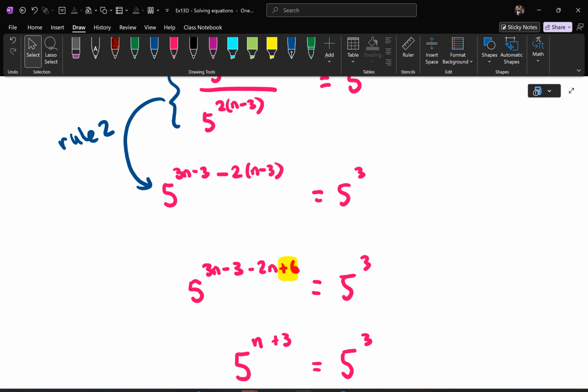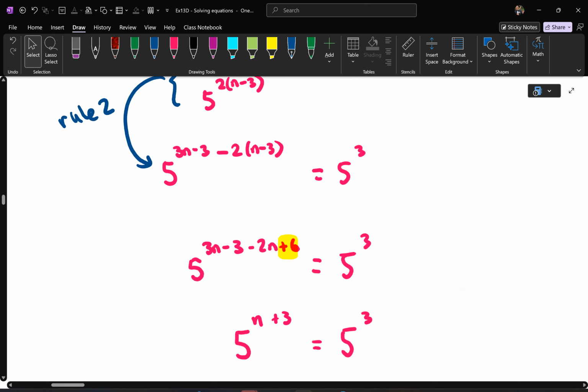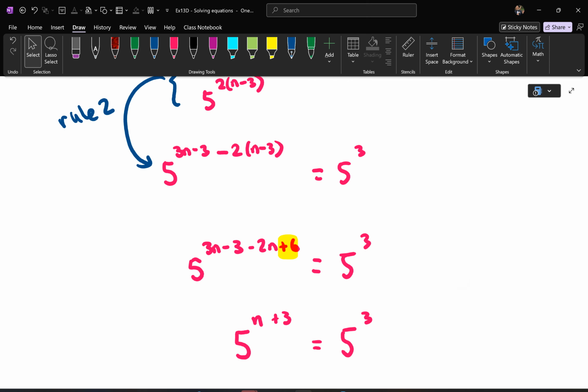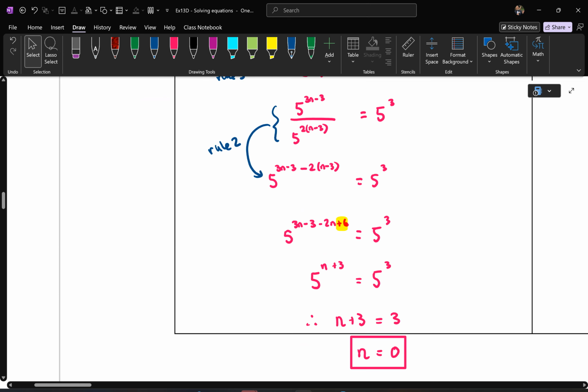Okay, so negative 2 times n is negative 2n. Negative 2 times negative 3 is positive 6. If you do that correctly, well then 3n take away 2n is n. Negative 3 plus 6 is 3. Now the bases are the same. That means the powers must be the same. So n plus 3 equals 3. And if you work it out, n should equal 0.